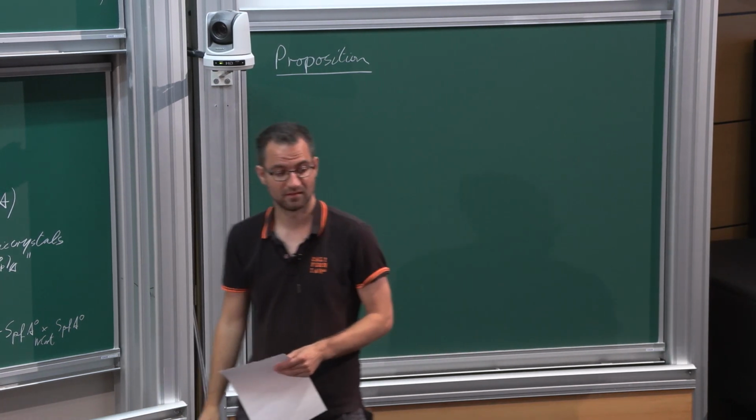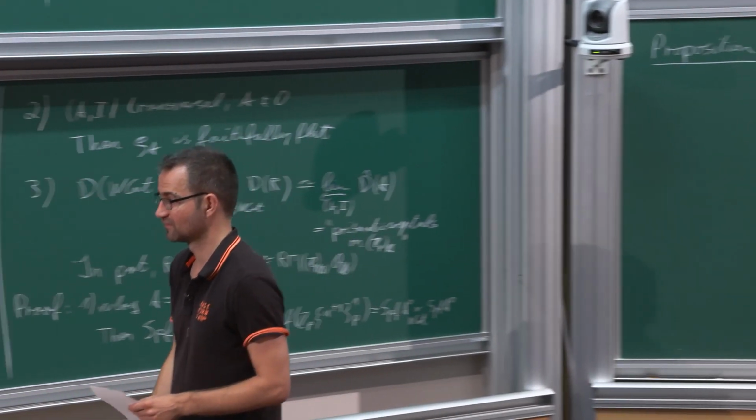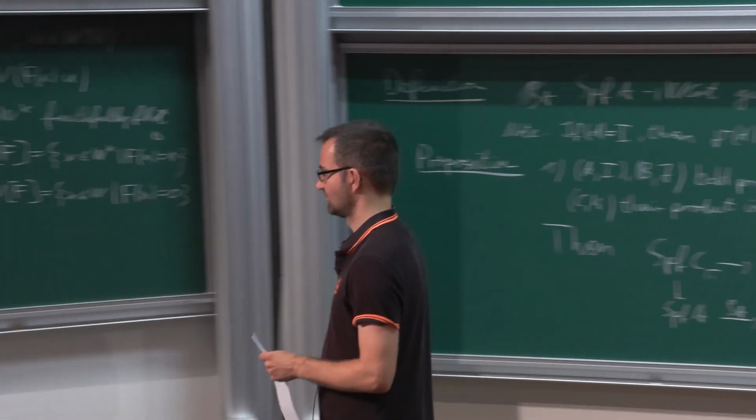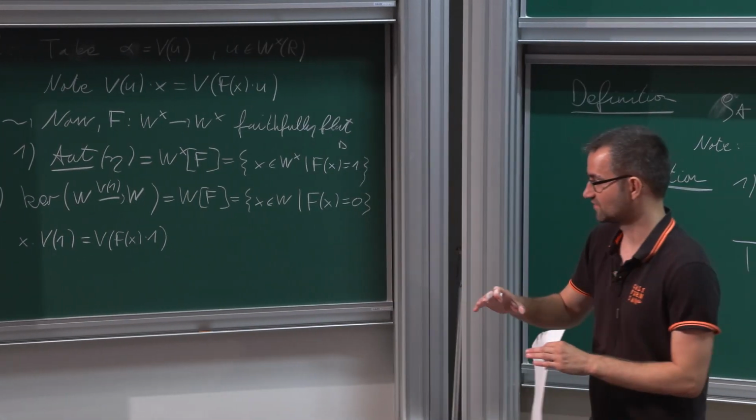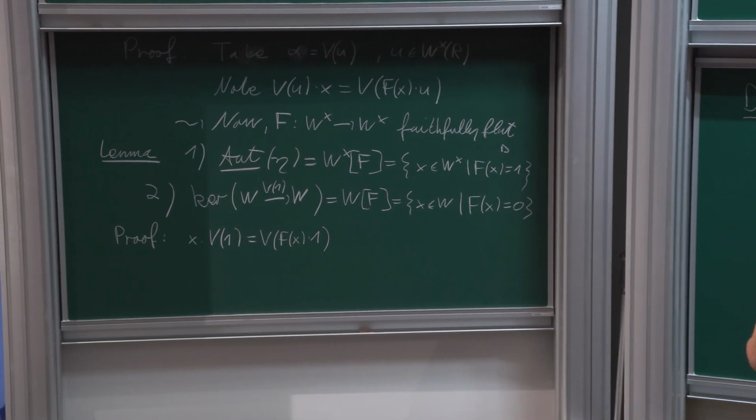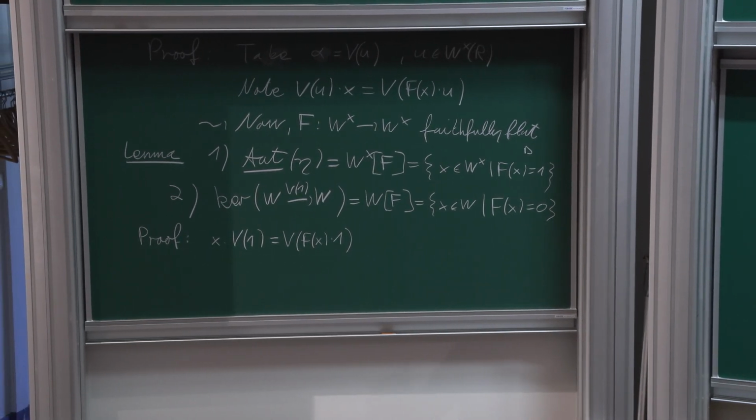V is injective as a map from the Witt vectors to itself, but not the multiplication by V of 1.